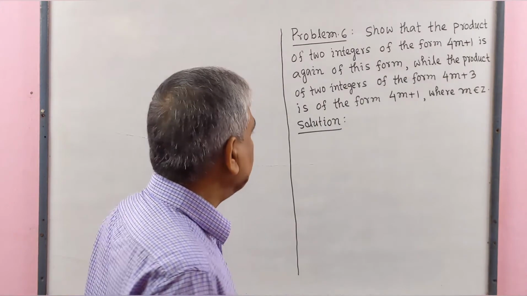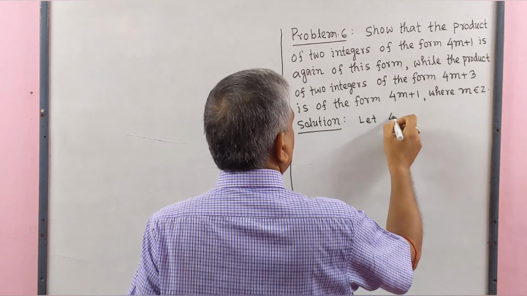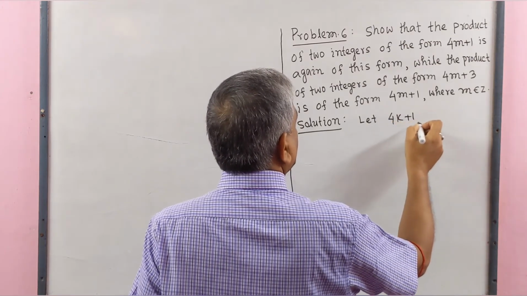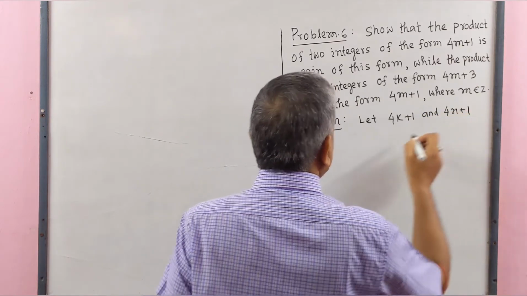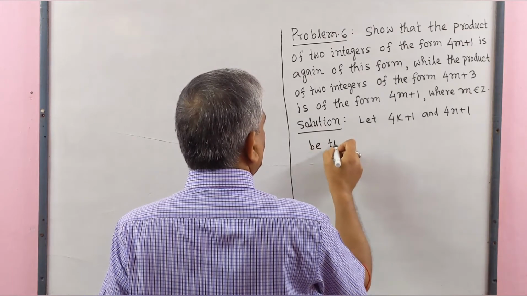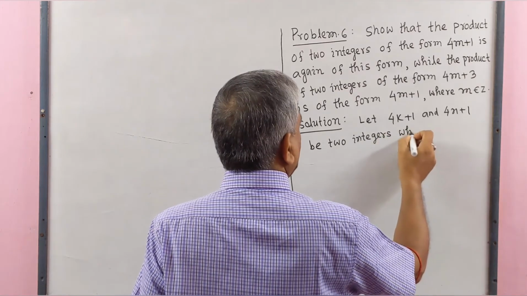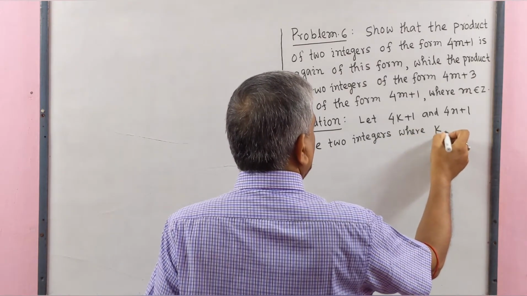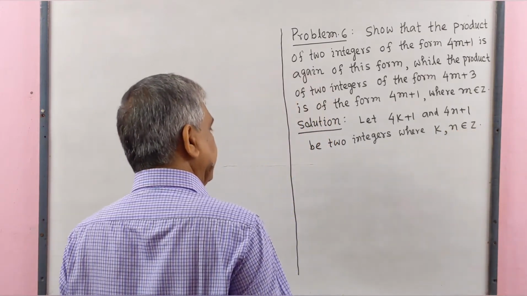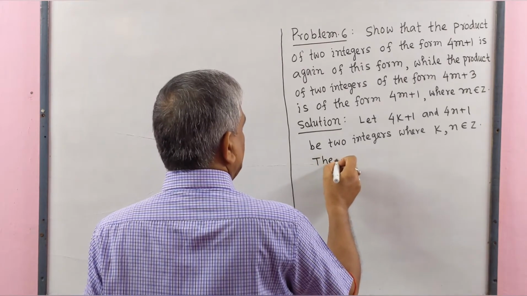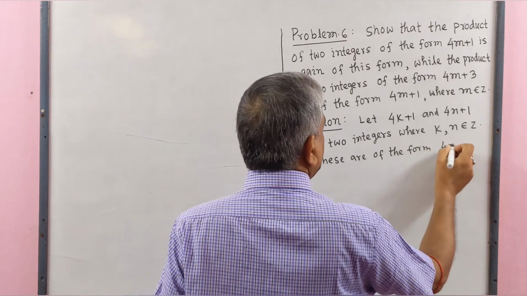Now we solve this. Let 4k plus 1 and 4n plus 1 be two integers, where k and n belong to Z, means integers. These are of the form 4m plus 1.